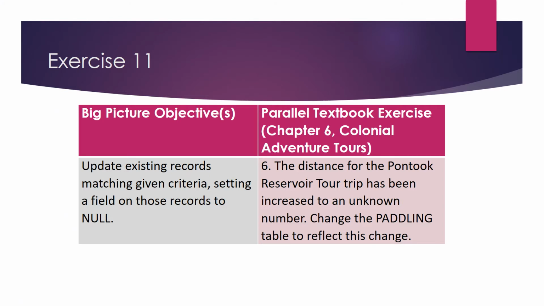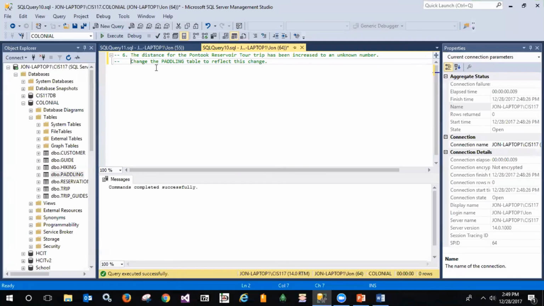In exercise 11, we will gain additional practice and experience updating existing records, matching given criteria, and setting a field on those records to null. For exercise 11, we're using as a parallel exercise 6 from a colonial data set. And the problem states the distance for the Pontook Reservoir tour trip has been increased to some unknown number. We don't have feedback from our GIS people yet, so we need to just make that an empty, a null value. And so we're going to change the paddling table to reflect this.